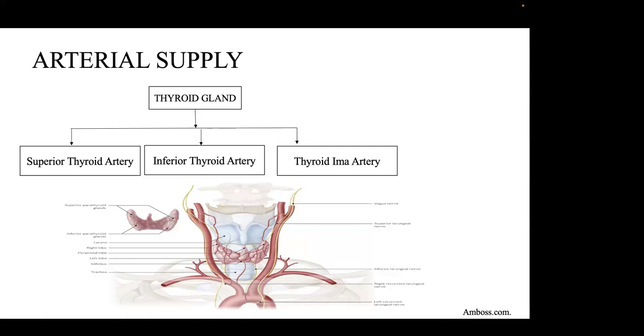So the arterial supply of the thyroid gland includes the superior thyroid artery, the inferior thyroid artery, and in some cases the presence of the thyroid ima artery. The superior thyroid artery arises from the external carotid artery. The inferior thyroid artery is derived from the thyrocervical trunk, which is a branch of the subclavian artery. The thyroid ima artery is an unpaired artery which arises from the brachiocephalic trunk or the arch of the aorta.